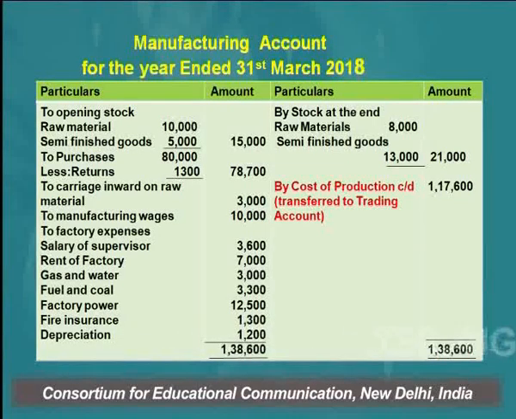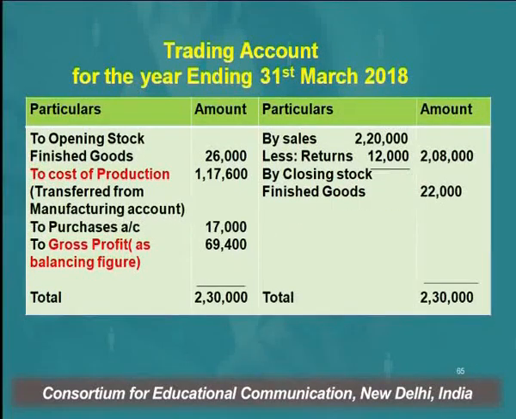That means the goods which we have produced, the cost of those goods is rupees 1,17,600, and this amount will be transferred to trading account. So if we are preparing trading account in continuation with the manufacturing account, the first item appearing here is the opening stock of finished goods, which is given in the question, 26,000. The second item is cost of production, which is transferred from the manufacturing account, rupees 1,17,600. The next item is purchase account, purchase of finished goods only, not raw material, not semi-finished goods. Only purchases of finished goods will be shown in this account.